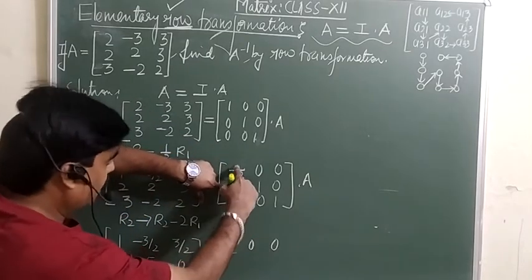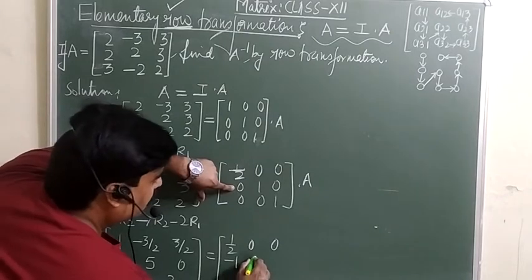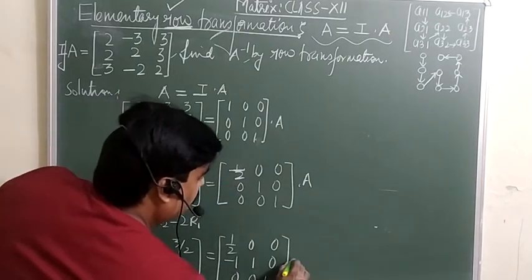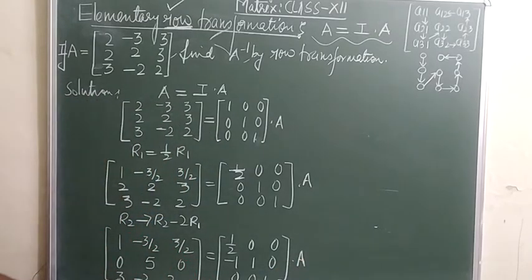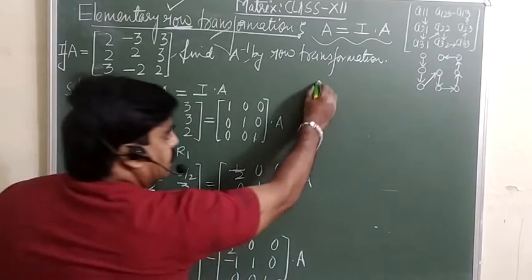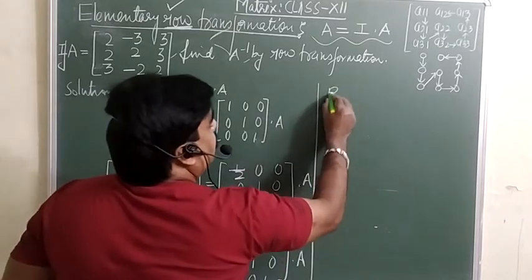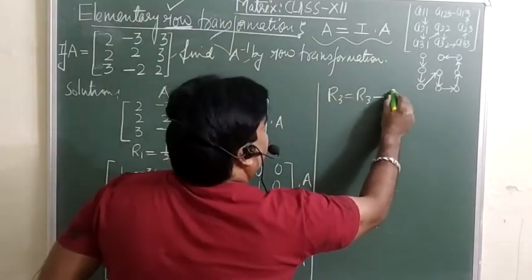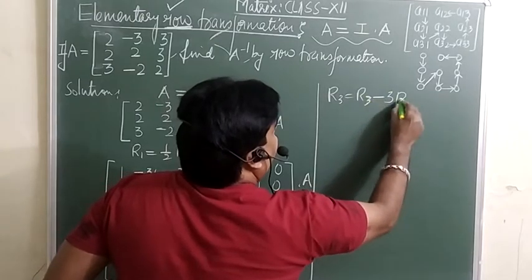0 minus 2 times of this one, so that is minus 1. It will be 1, 0, 0, 0, 1 into A. Now you are supposed to make it zeros here. So from the third one, if we subtract 3 times of this, you will get the zeros here only. So this is the operation we can do: R3 = R3 - 3R1.